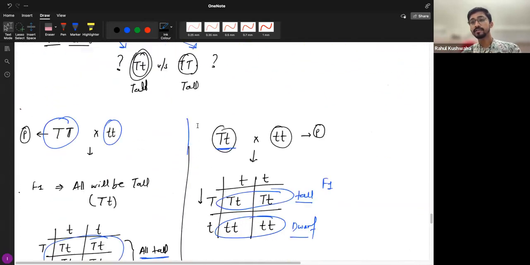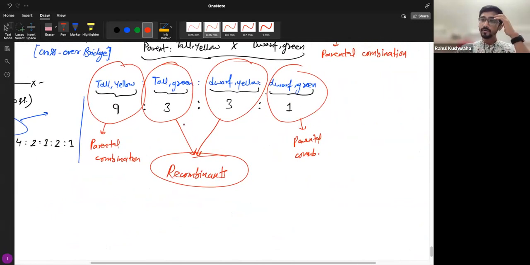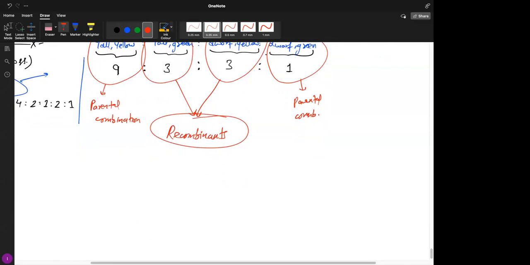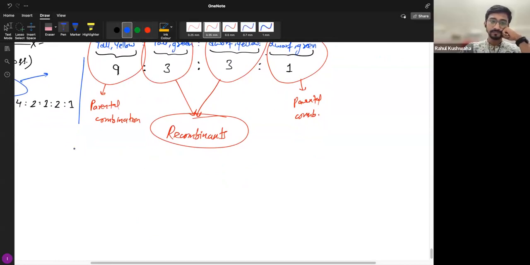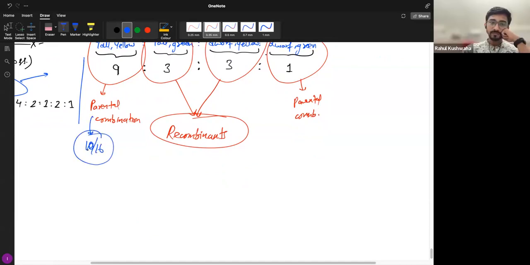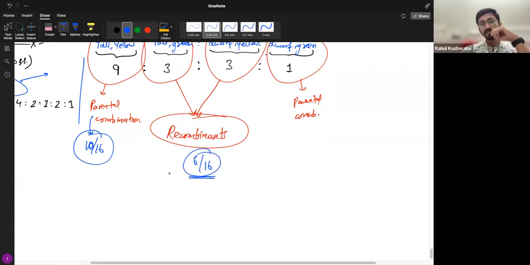But if Mendel's third law is followed, then you should get this ratio in which total, how many progenies are there? 16. So how many will be parental out of 16? 10. Yes, so 10 out of 16 should be parental. How many recombinants? 6. 6 out of 16 should be recombinants. Now I just want you to find out the percentage. 6 out of 16 is what percentage?